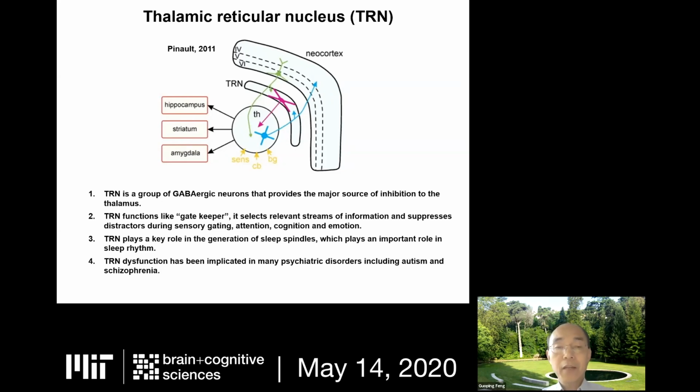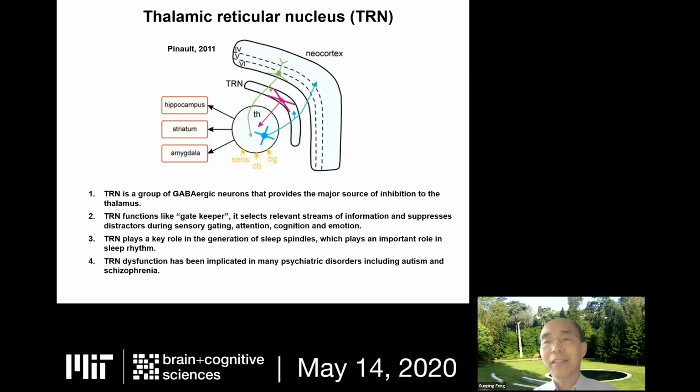One of the best examples people use for TRN function is if you are in a very big party, we don't have that right now, but it will resume sometime, I hope. It's very noisy, but you can still focus your attention on your friend and have a very nice conversation. So how do you filter all this noise out? The TRN plays a very important role. That's just one example.